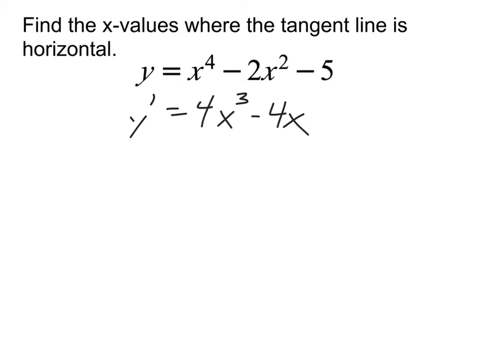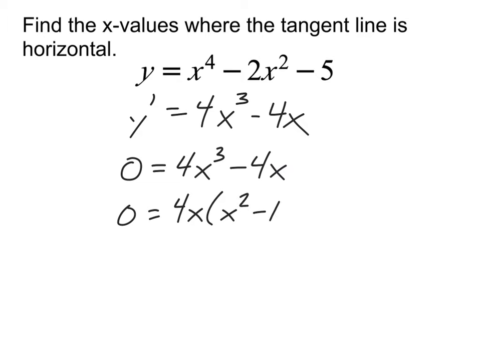Now we need to solve that. We're looking to see where the tangent line is horizontal. Remember that means the slope, in other words our derivative, has to equal 0. In order to solve this, that looks like a factoring problem to me, because it is nicely factorable. So I'm going to factor out that 4x first, which leaves us with x squared minus 1. And then you notice the x squared minus 1 also factors down even further, so we end up with 0 equals 4x times x plus 1 times x minus 1.